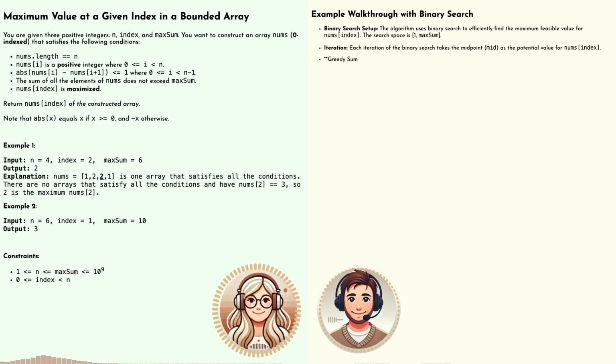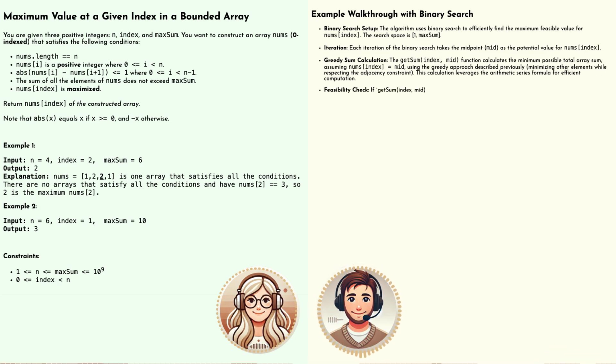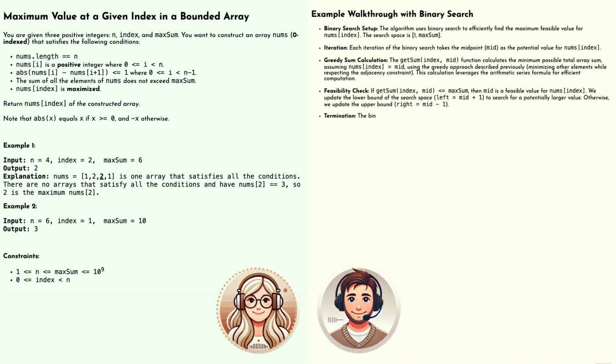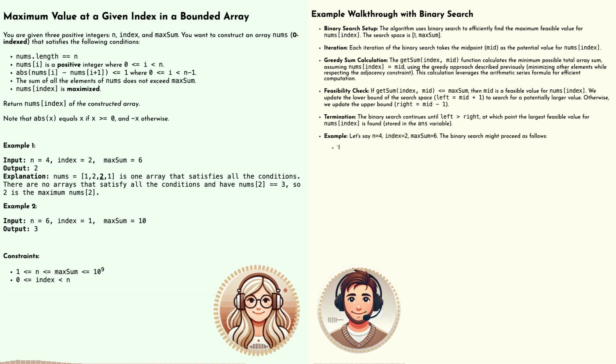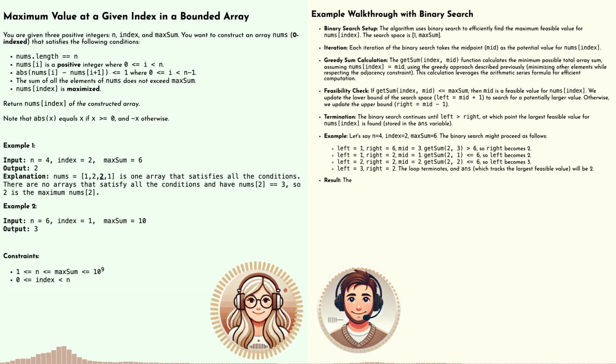So let's take example 1, where n is 4, the target index is 2, and our maximum sum is 6. All right, so n is 4. That's the size of our array. Index is 2. That's our target. And our max sum is 6. Okay, got it. So initially, our search range for the value at that index would be from 1 to 6. Right, because it could be as small as 1 or as big as 6. And the middle of that is 3.